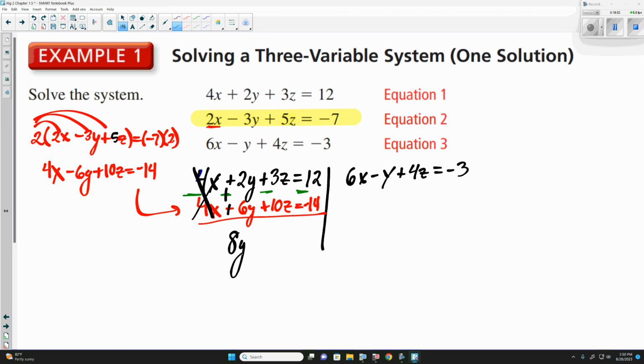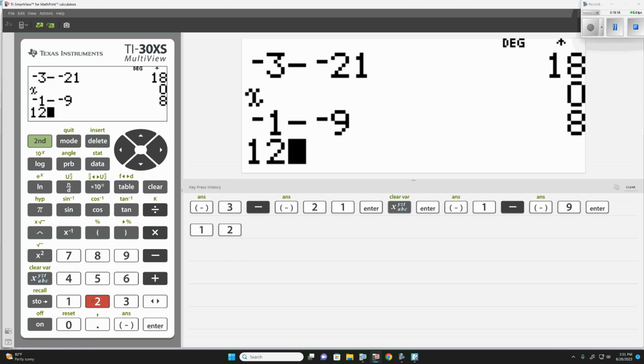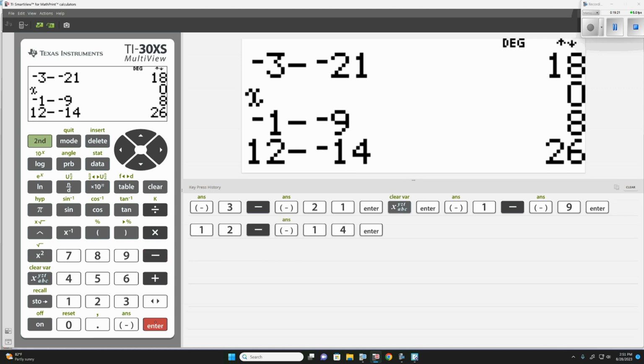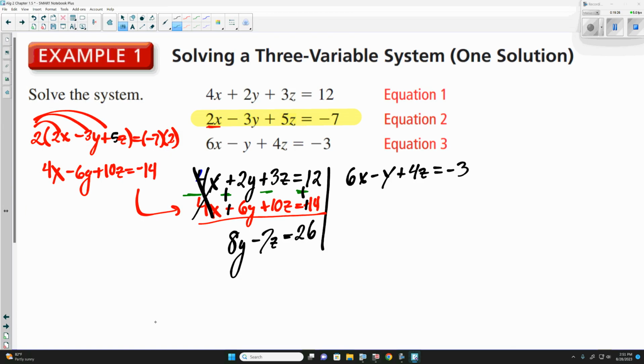The next one, 3z minus 10z is negative 7z. And lastly, 12 minus negative 14. Negative and negative make a plus, so 26. And again, sometimes, especially with these minus negatives, you can type them in. We can type this into the calculator: 12 minus negative 14 is 26. If we want to double check it, typing it in is not a bad solution. It does help us. Any questions on this here?